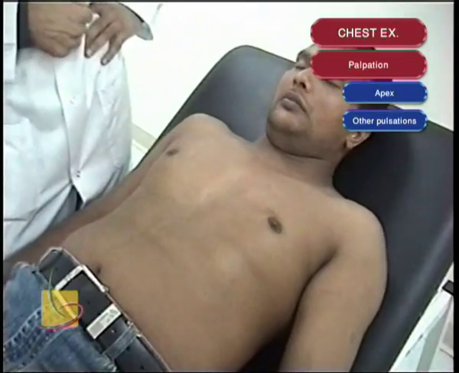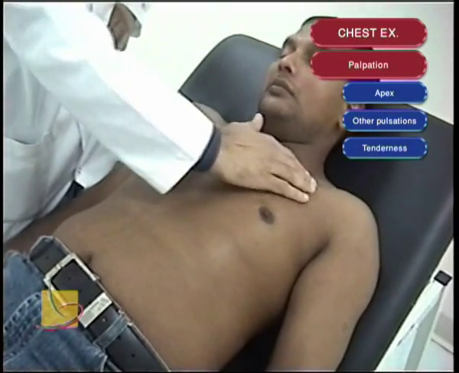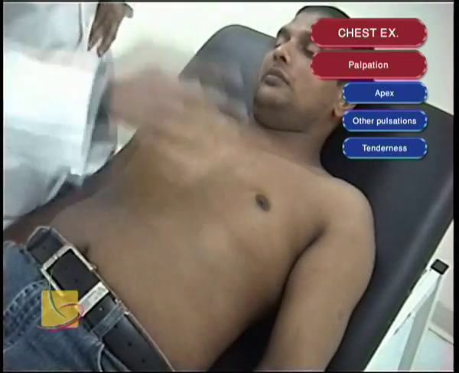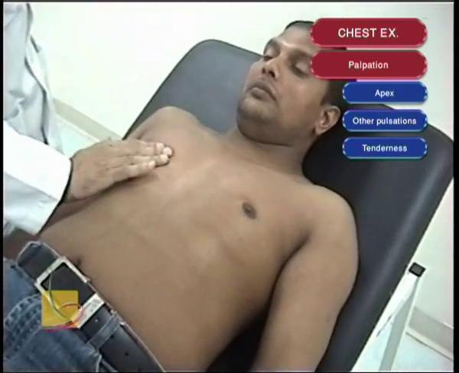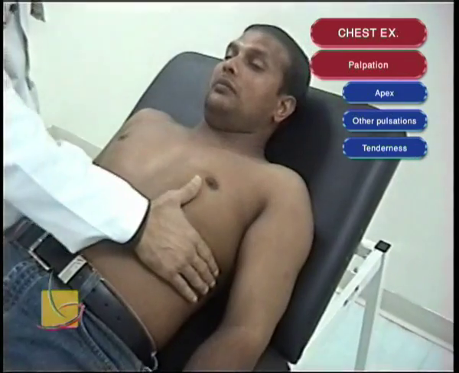What else you do by palpation? Check for any tenderness on the ribs, on the muscle. Patient may have a trauma of the chest. Make sure that when you check for tenderness, you are looking at the face of the patient, because you are looking for any tenderness of the chest.